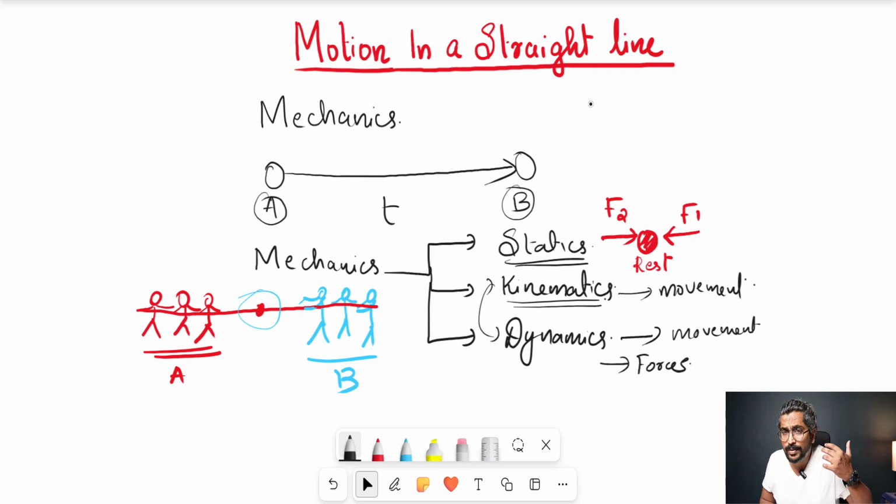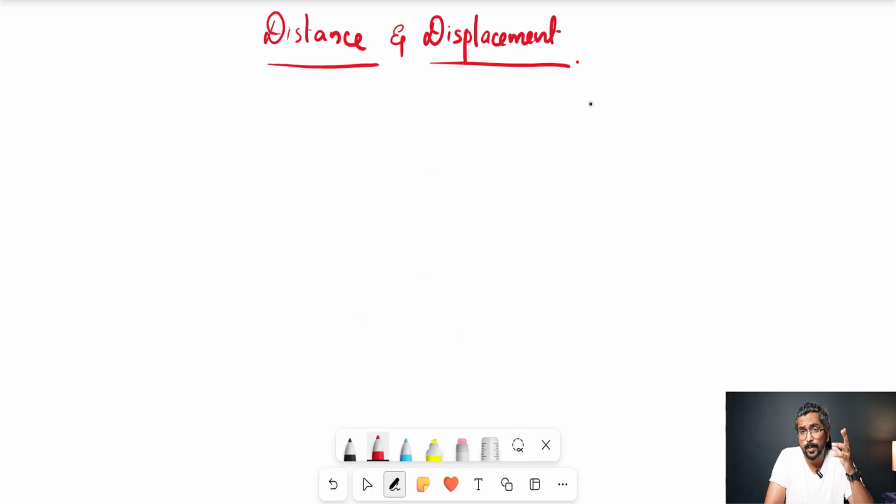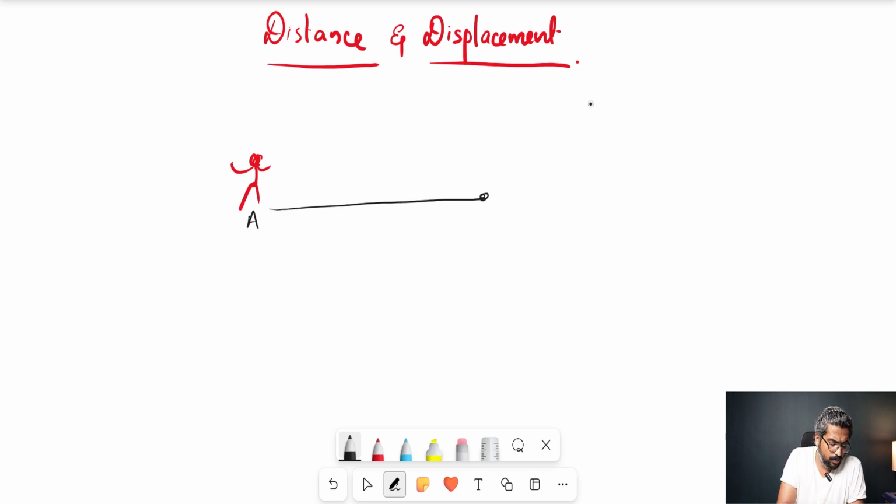Now we are moving on to the next topic. The next topic is distance and displacement. What is the difference between distance and displacement? Here comes another thing. You can see here is Shyam. Shyam wants to move from this particular point A to B. Then he wants to move to C.